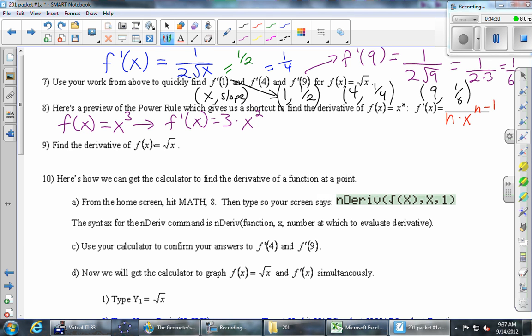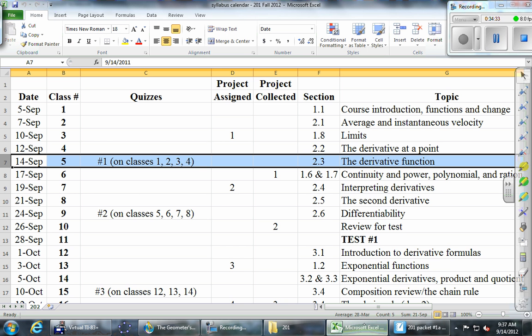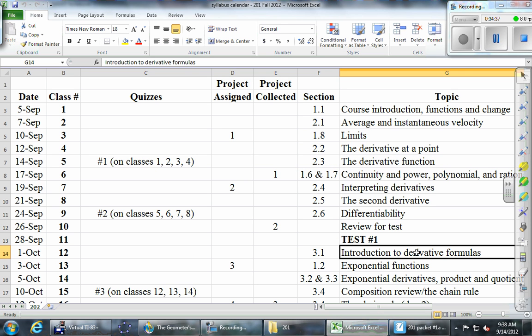Now I said it's a tease because we don't get to use it just yet. I'm bringing it in just for this one moment in time. Once we get past the first test, on the very next class, Introduction to Derivative Formulas, the first class right after the first test, that is when we see the power rule, and from that moment on, we will never have to do this limit definition of the derivative again. Unfortunately for you, you haven't taken the first test yet. So we're just using it as a little kind of sneak preview.